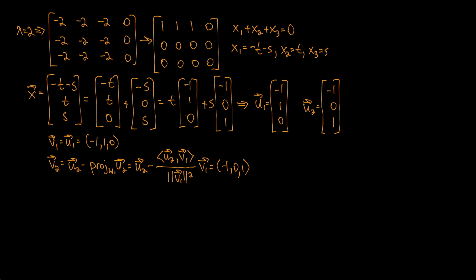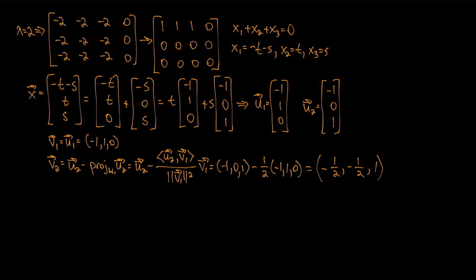so that's minus 1, 0, 1 minus half times minus 1, 1, 0, and I'll end up with minus half, minus a half, 1. Okay, so now those are orthogonal vectors. I just need to normalize them to get orthonormal ones.